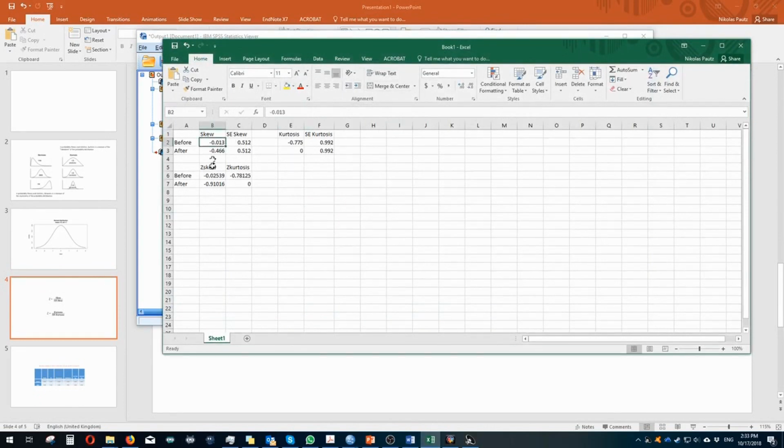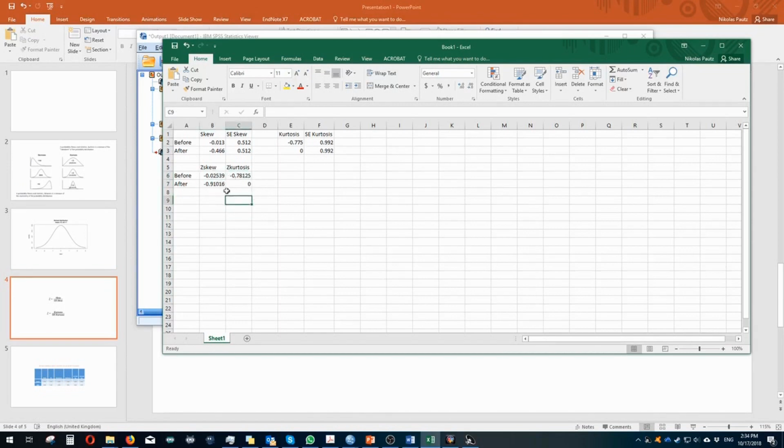So dividing skew by the standard error of the skew would give us a z-skewness value of negative 0.025. And you do the same thing for both outcomes that we're looking at, so before and after, for both the skewness and the kurtosis. So these are the final values that you want to be reporting.